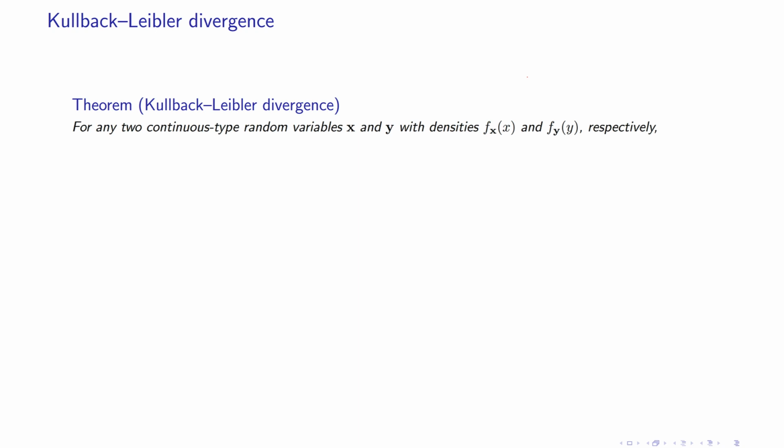The Kullback-Leibler divergence theorem is defined for two distributions. We have two distinct distributions, fx of x and fy of y. We want to calculate the log of these two distributions, so ln of fx of x and ln of fy of x. I put x here because I wanted to compare these two functions versus x. Because both are functions of x, I could define new random variables and then calculate their expected values.